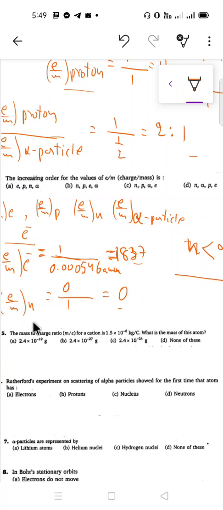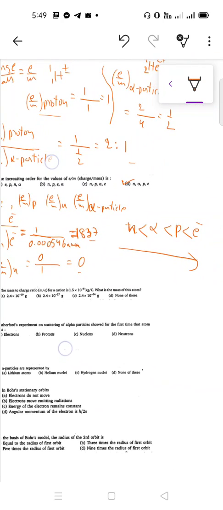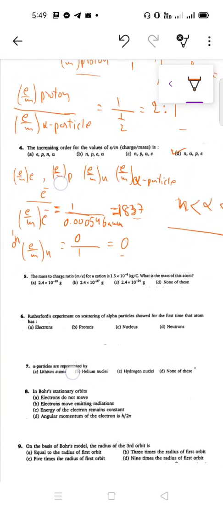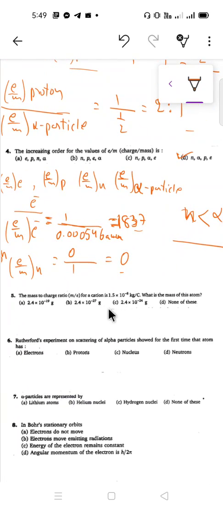Here, fifth question. The answer is 4, or D. D is the answer: electron, proton, alpha, neutron. This is the way you can get it. Next, the mass to charge ratio of a cation is given.